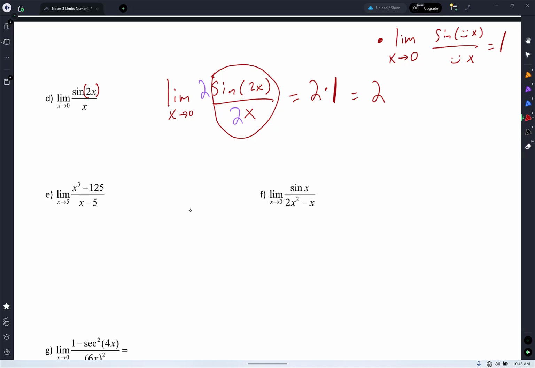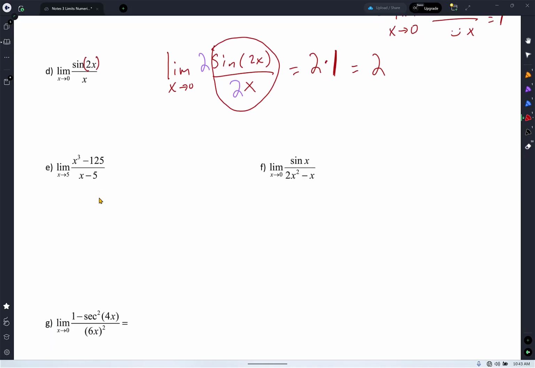Do you see how we did it, guys? Are we okay? You're going to get another opportunity in letter F. Don't worry. And letter G is a pretty tough one. All right, look at letter E. Can I do direct substitution?